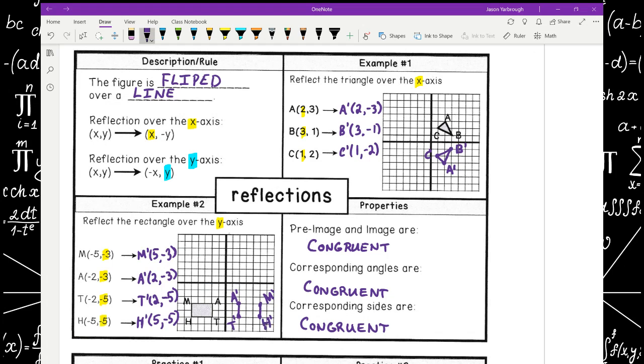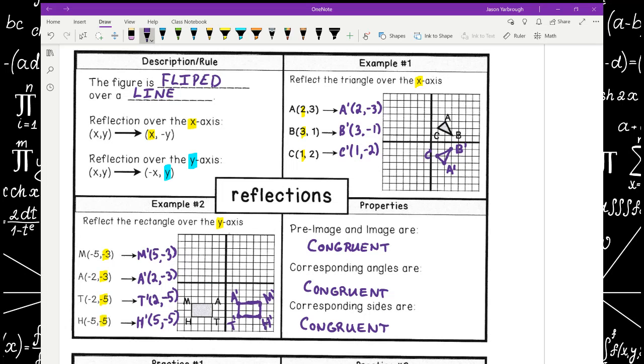Now, from here, we are going to talk about the properties. So notice on both these shapes, the figure, the pre-image, which is the first one, and then the image, which is the one that is after we've done the transformation, all end up looking the same. They're the same size, same shape, so they are congruent to each other. The corresponding angles are congruent because the figures are congruent, and then the corresponding sides are congruent because the figures are congruent.